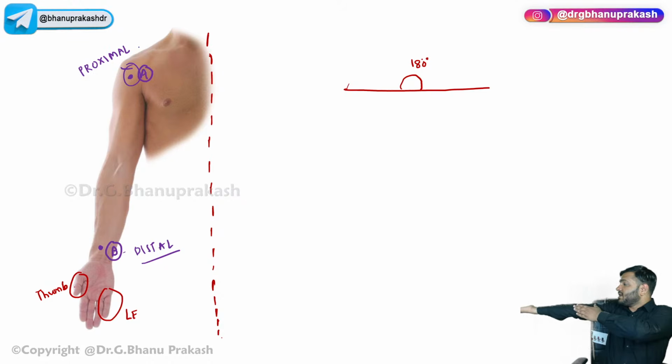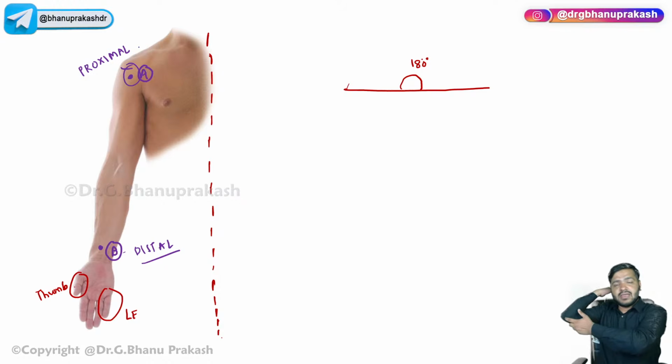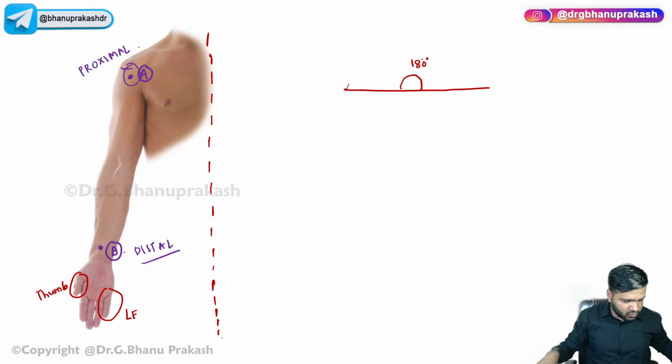Now, assuming I am bending my forearm towards the arm, so it is going like this, guys. See, now this 180 degrees angle will reduce at this particular joint. This decrease in the size of the angle is called flexion at the elbow joint, right?